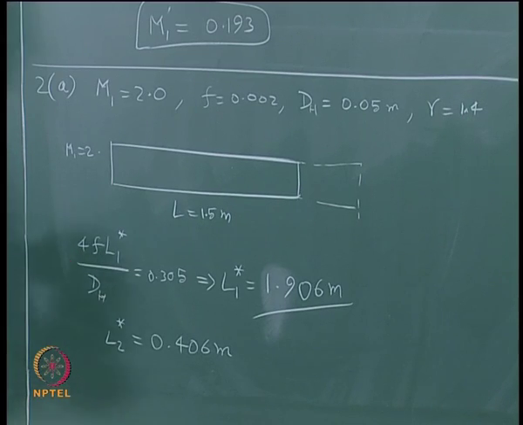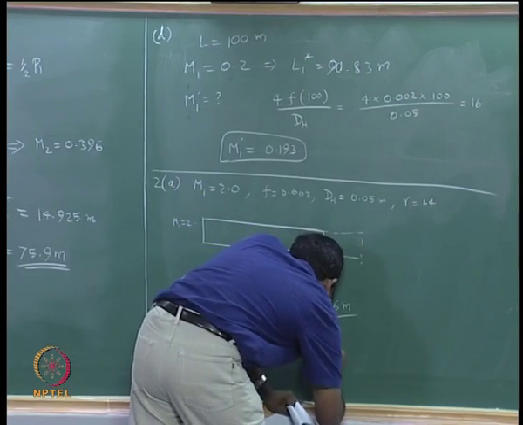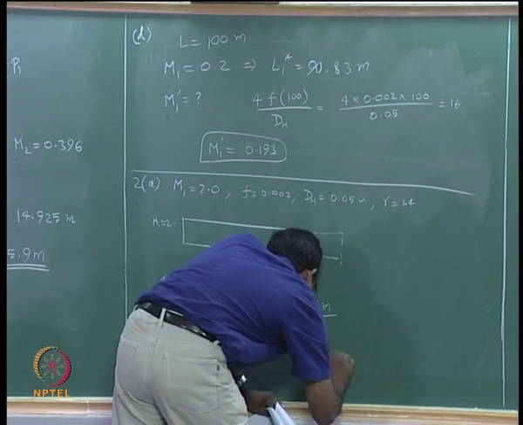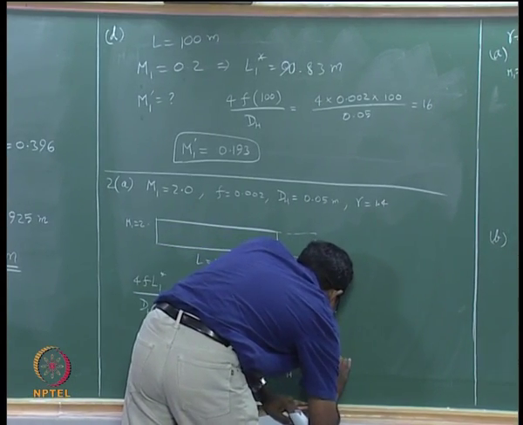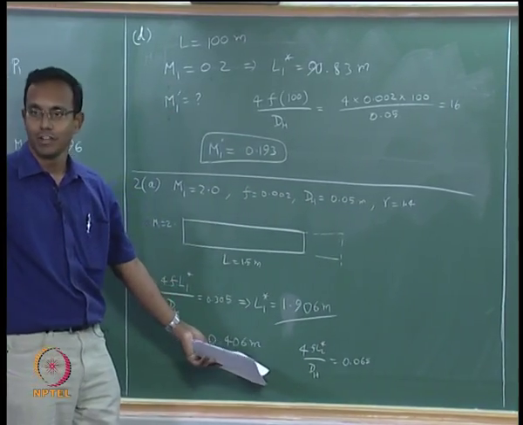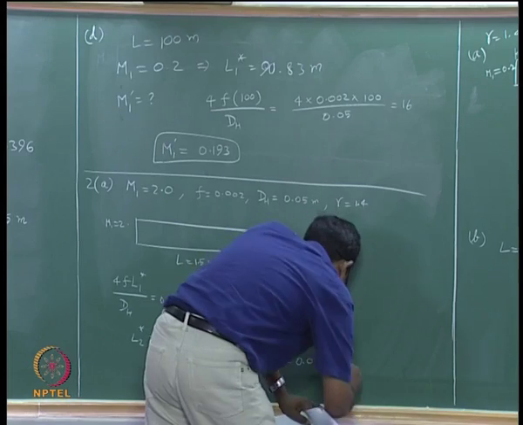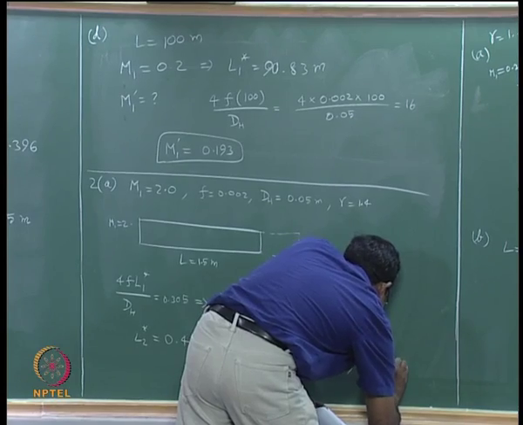If this is 0.406 meters, I just have to find 4f L2 star by dh, and for that f and dh given happens to be 0.065. Now I have to go to gamma equal to 1.4 tables, look for where this occurs in that table and choose that Mach number. That Mach number comes out to be 1.30.